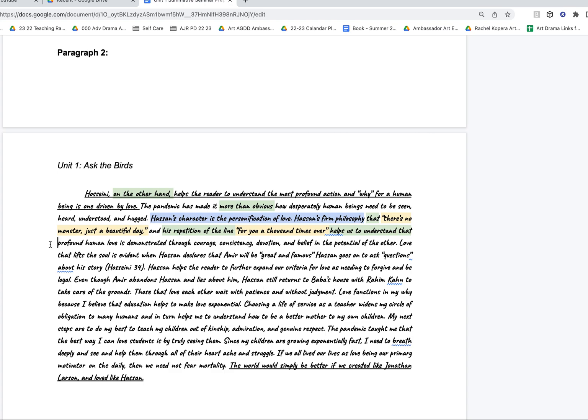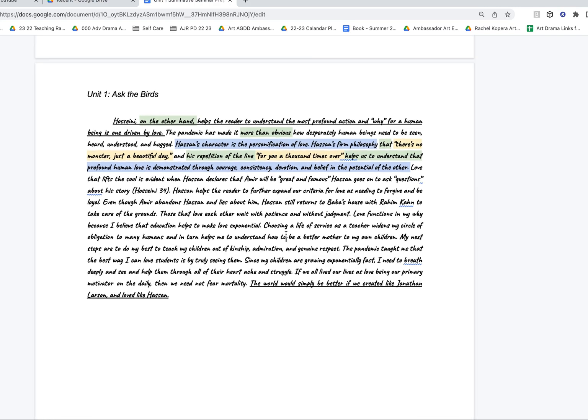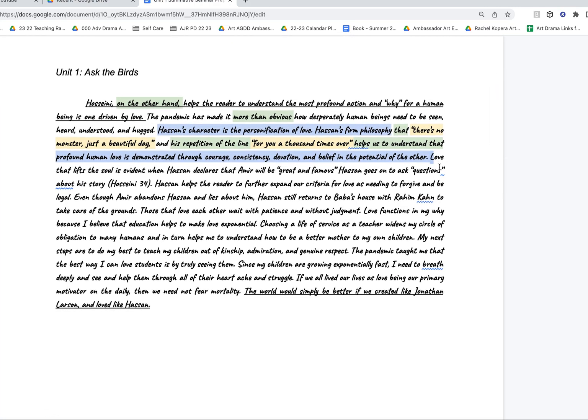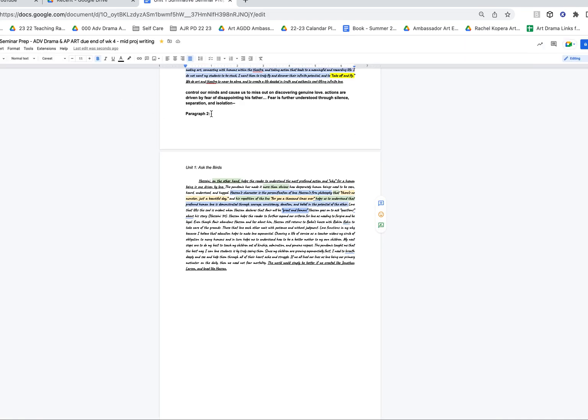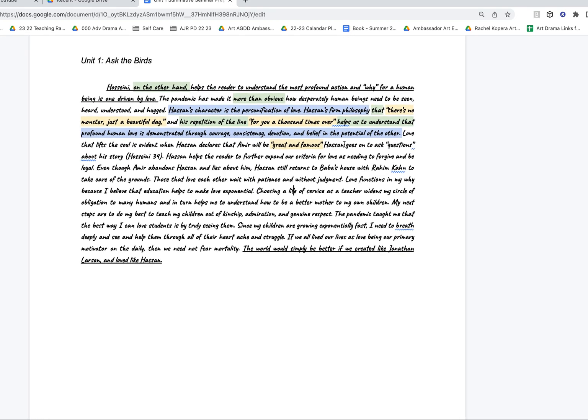Helps us to understand that profound love is demonstrated. This is all opinion, right? That's not a fact, right? But this is what I'm getting out of the different texts that I'm synthesizing. Love is okay. So this is me introducing a quote from a text, right? But the quote is right there, right? But I'm introducing it.